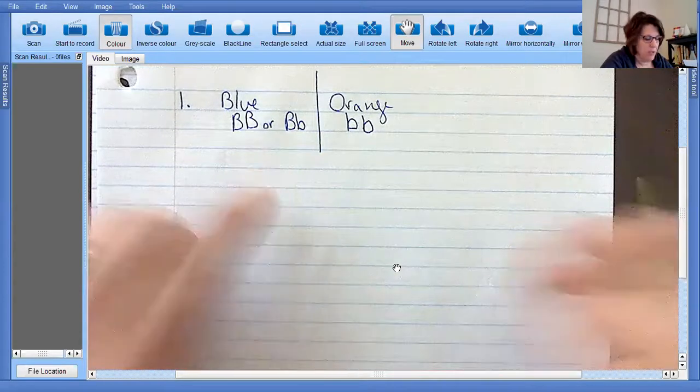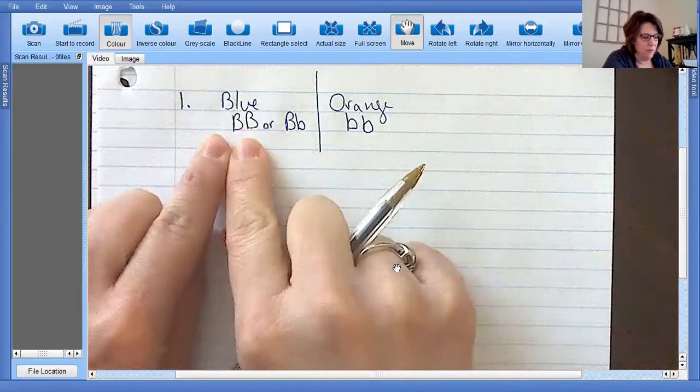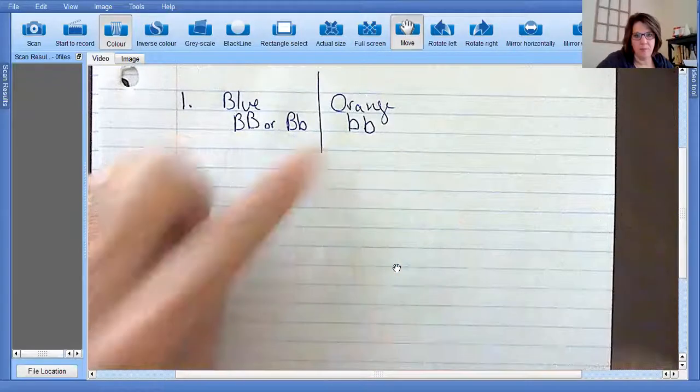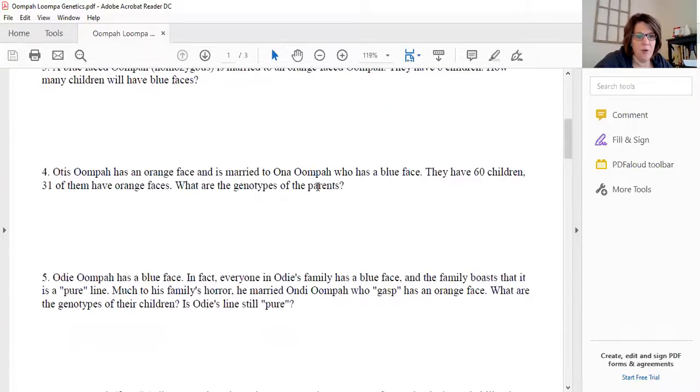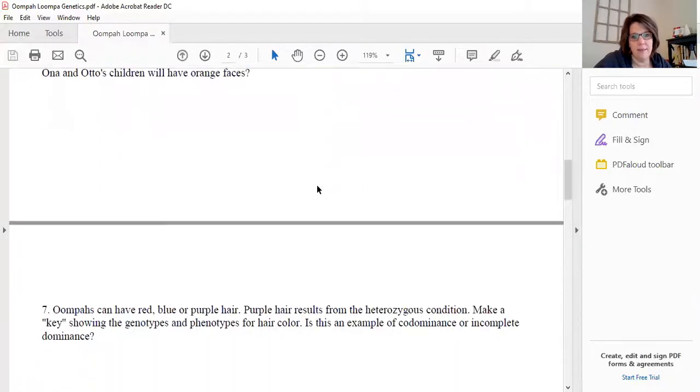So it's basic Mendelian genetics where there's one dominant allele and one recessive allele. All right, so let's go back over and look at the questions here. Okay, so number 1, it just says set up the key. And remember, the genotypes are the letter combinations and the phenotypes are the colors. So blue and orange are the phenotypes. And then the letter combinations, big B, little b, little b, those are the genotypes. And you're going to use that key for questions 2, 3, 4, 5, and 6.